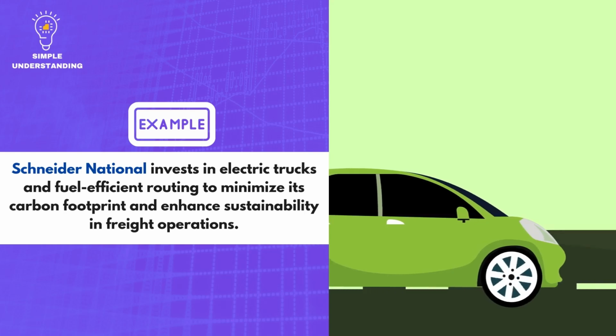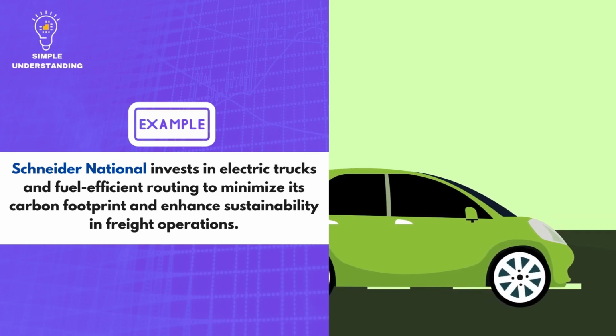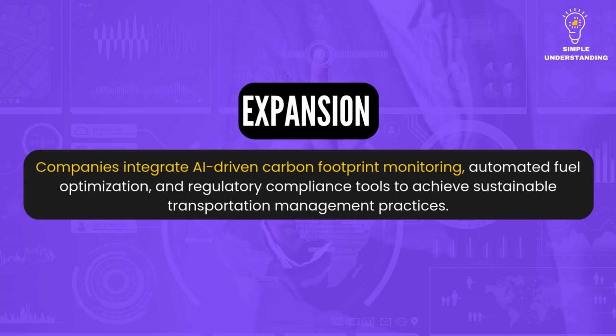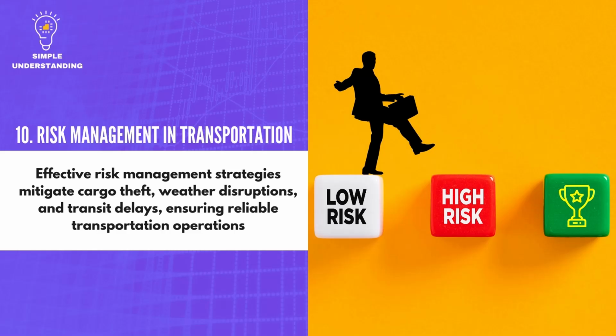Real company example. Schneider National invests in electric trucks and fuel-efficient routing to minimize its carbon footprint and enhance sustainability in freight operations. Expansion. Companies integrate AI-driven carbon footprint monitoring, automated fuel optimization, and regulatory compliance tools to achieve sustainable transportation management practices.